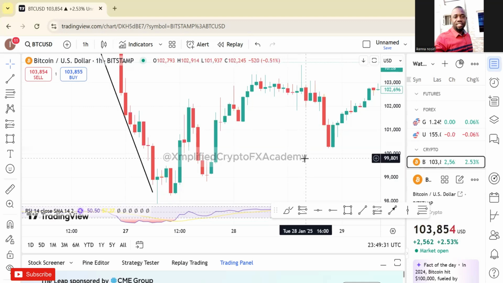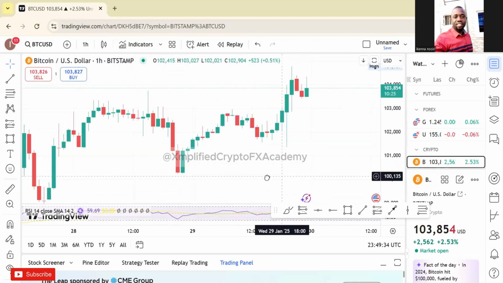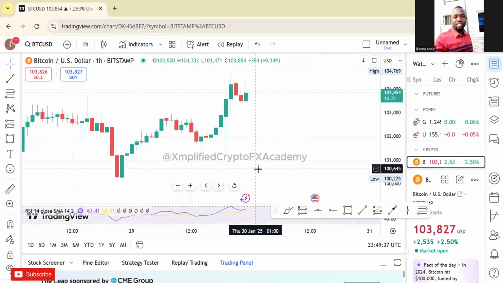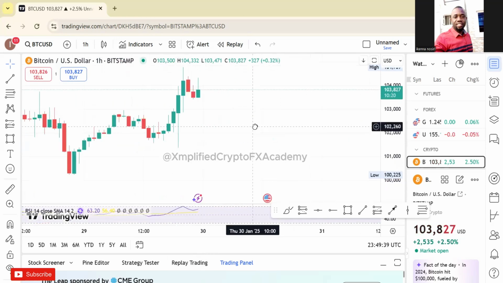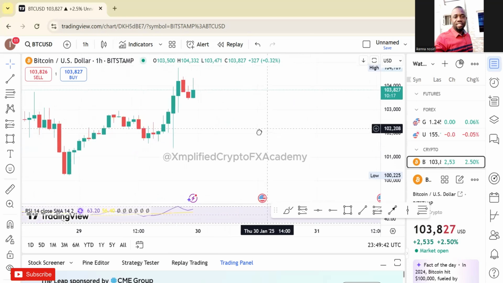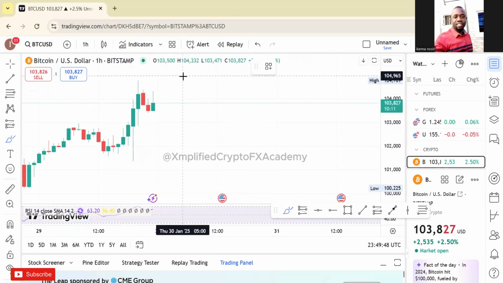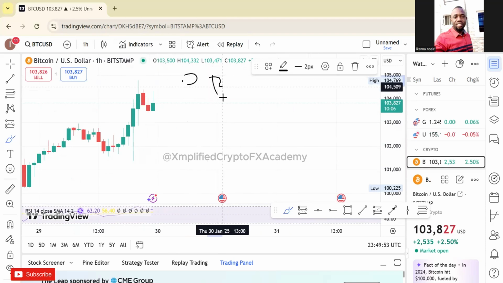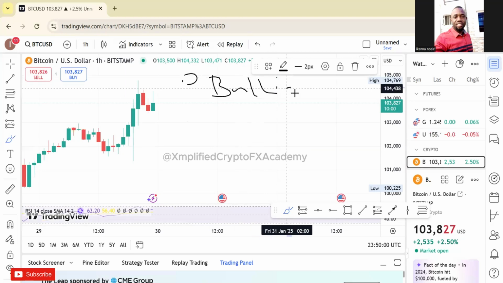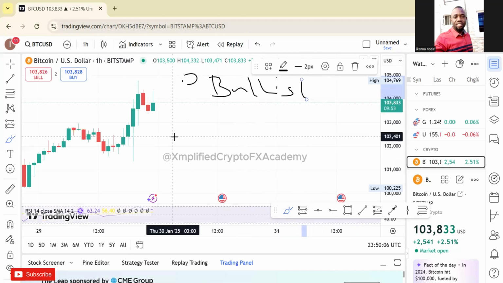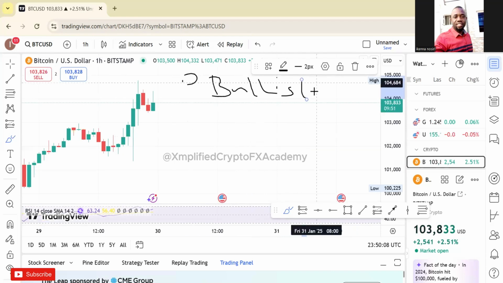Now, I want to write it out. Let me write it out. Let me take something here. One is bullish. Sorry, I can't write normally with this. We have the bullish engulfing candle. That's the first one. Bullish engulfing candle. This kind of bullish engulfing candle.